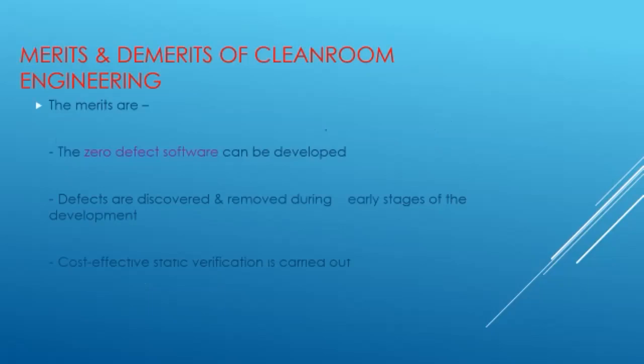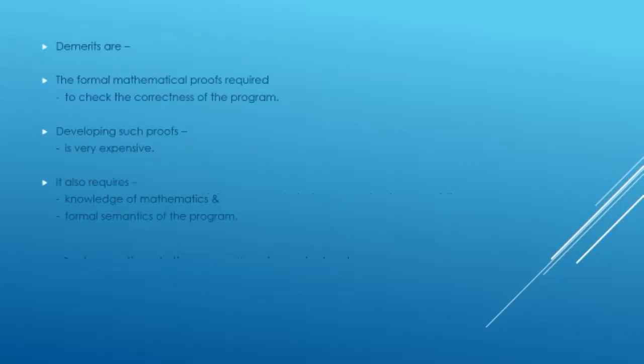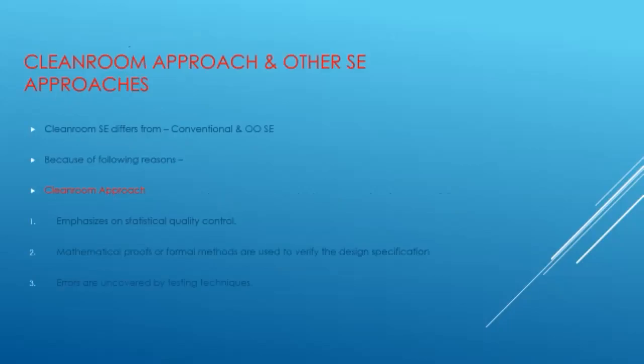Merits: zero defect software can be developed. Defects are discovered and removed during early stages of development. Cost effective static verification is carried out. The demerits are that formal mathematical proofs are required to check the correctness of the program. Developing such proofs is very expensive. It also requires knowledge of mathematics and formal semantics of programs.